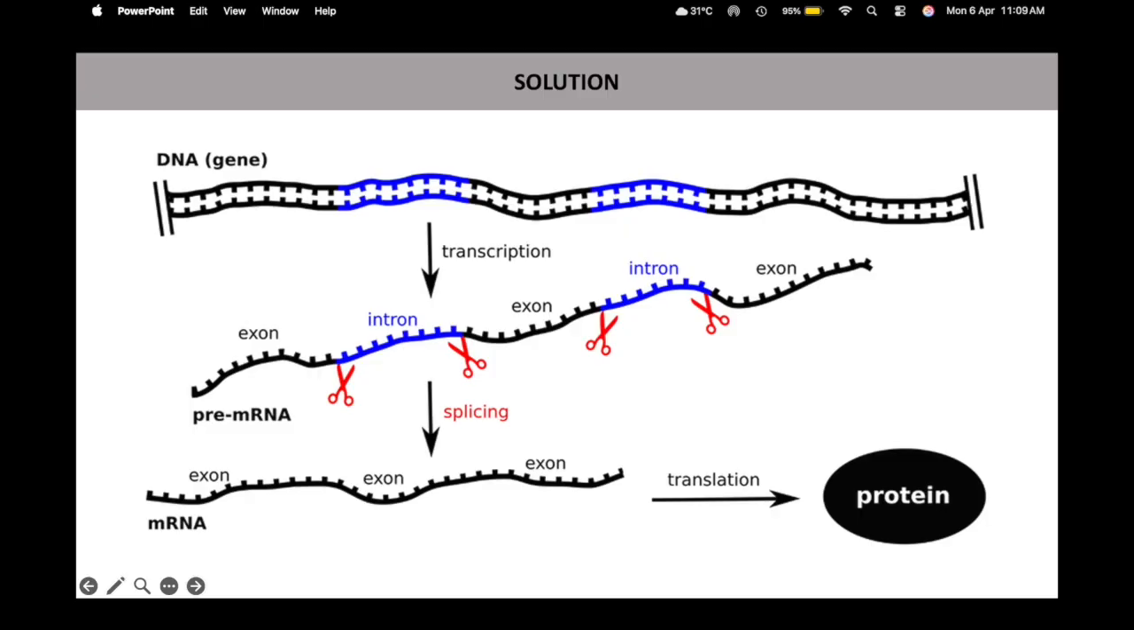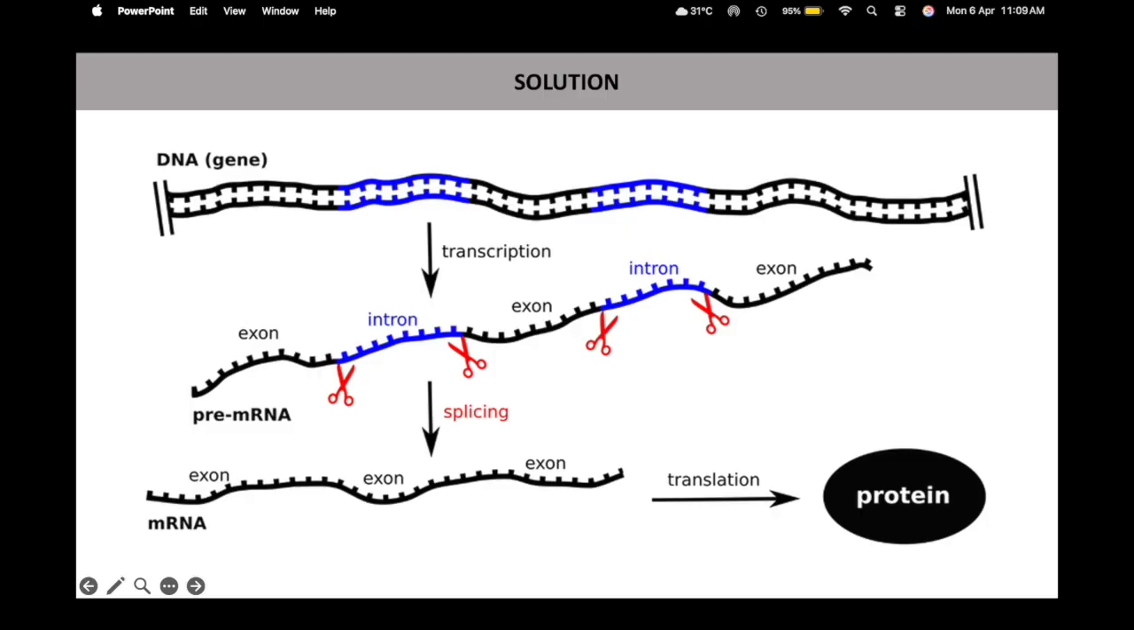When we talk about a gene, DNA or the gene will have two things. It will have both exons as well as the introns. Introns are the intervening sequences, which means they are not required in the mature mRNA. So before the pre-mRNA or the immature mRNA gets converted into a functional mRNA, these introns are cleaved out and the exons are joined together by the process called splicing.